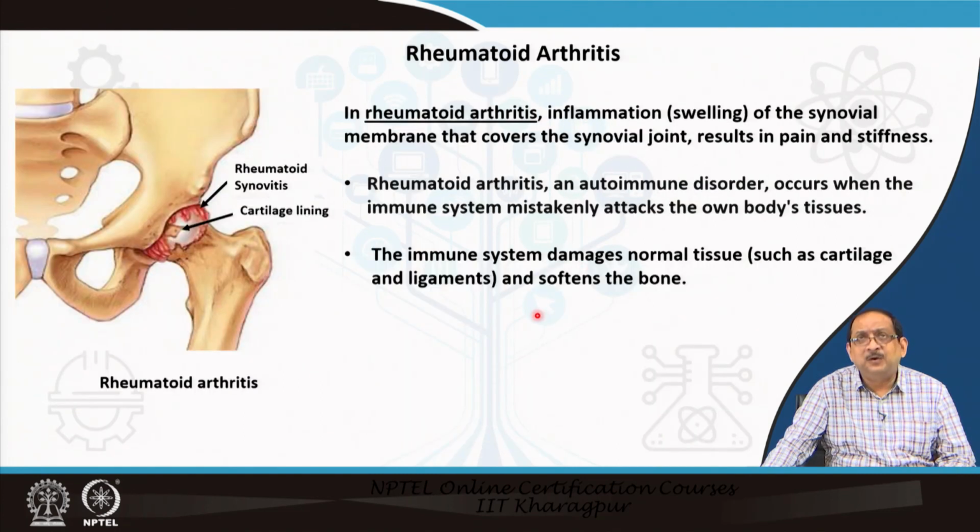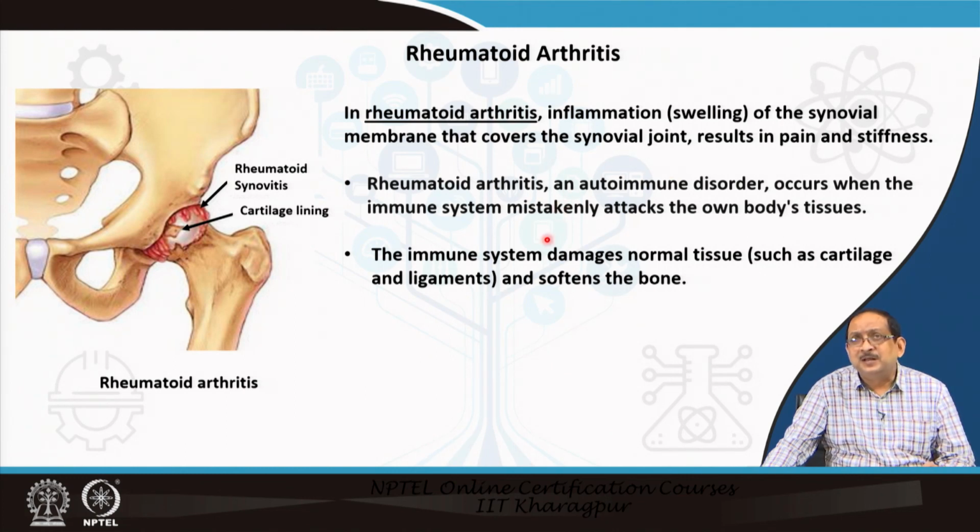The other common form of arthritis is rheumatoid arthritis. In rheumatoid arthritis, inflammation or swelling of the synovial membrane occurs. This synovial membrane covers the synovial joint. Rheumatoid arthritis results in pain in the joint as well as stiffness.